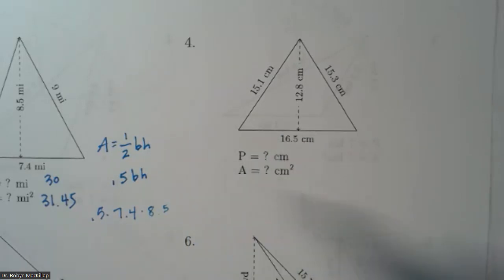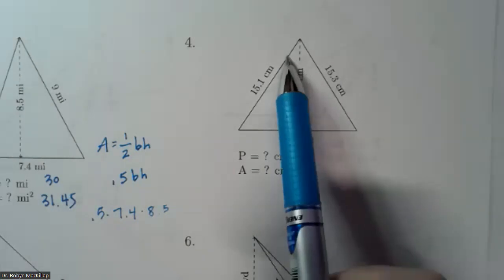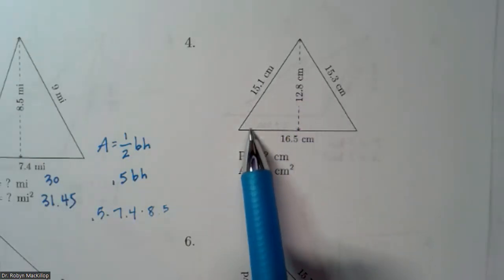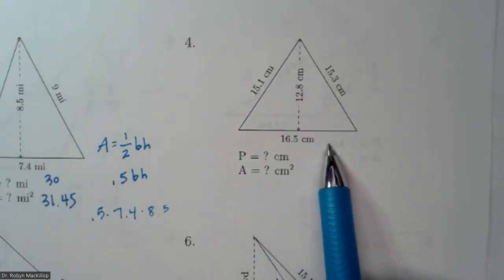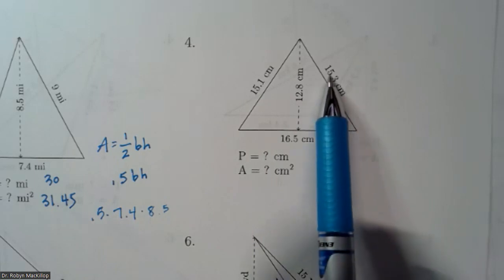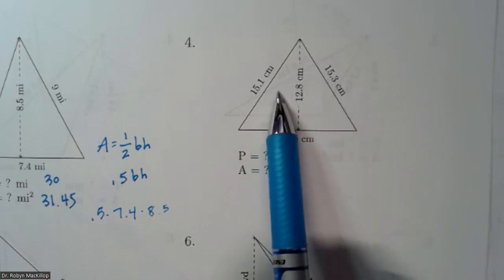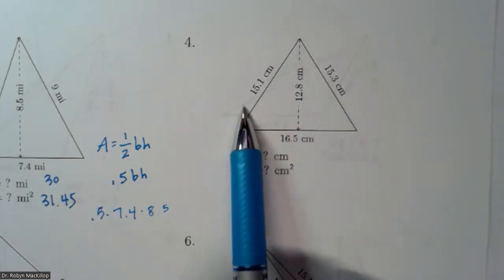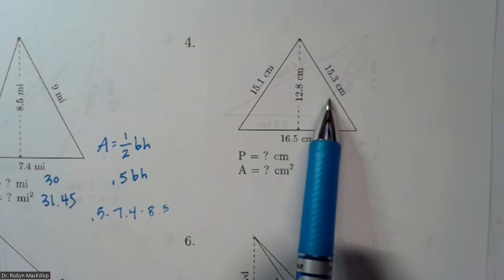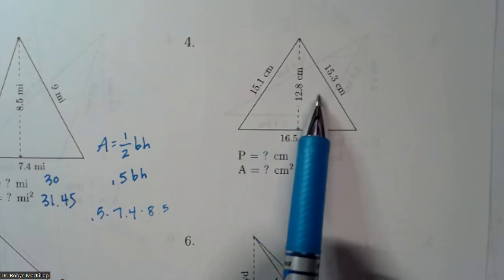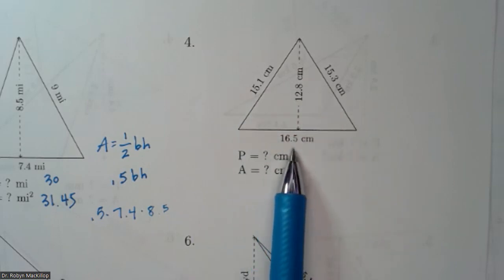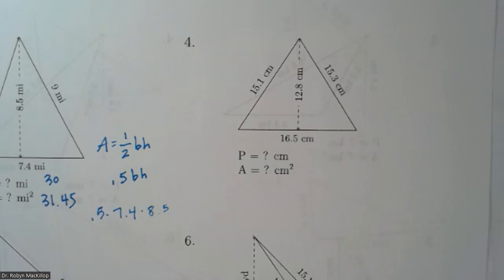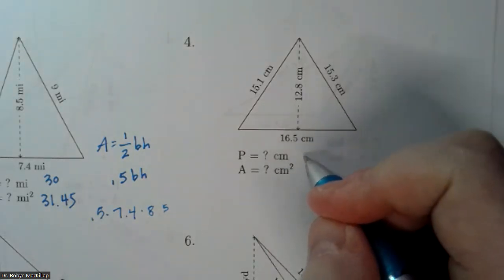So again, perimeter is measuring the fence line. So 15.1 plus 16.5 plus 15.3. You're just adding the outside of the shape. So that's going to be 30.4 when you add those two sides, plus 16.5 is going to be 46.9.